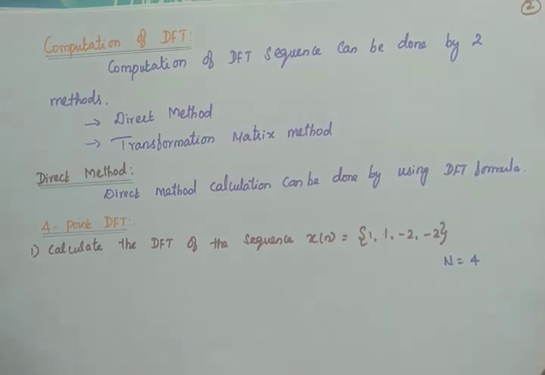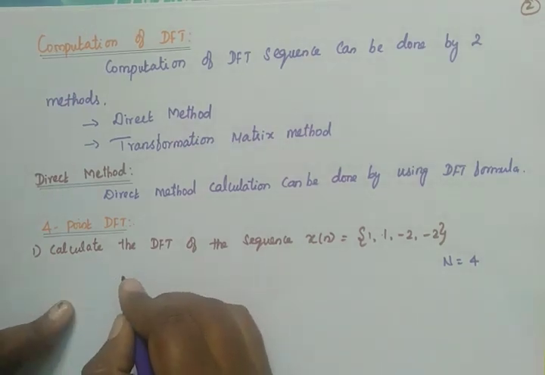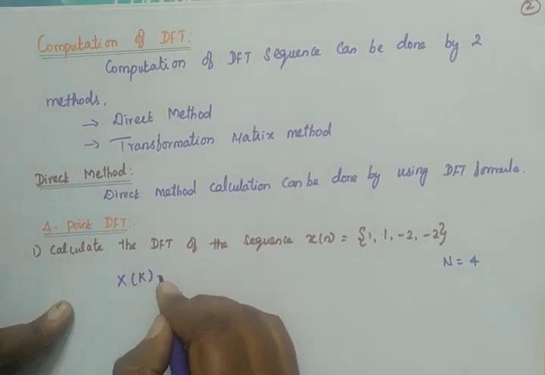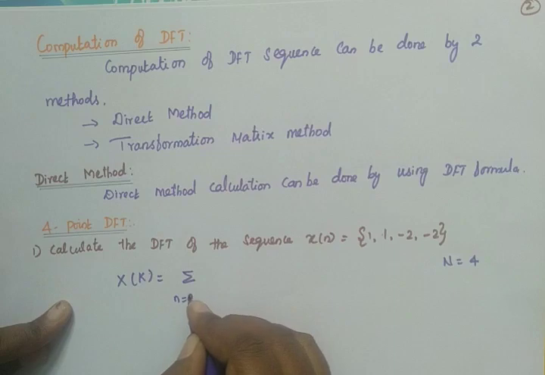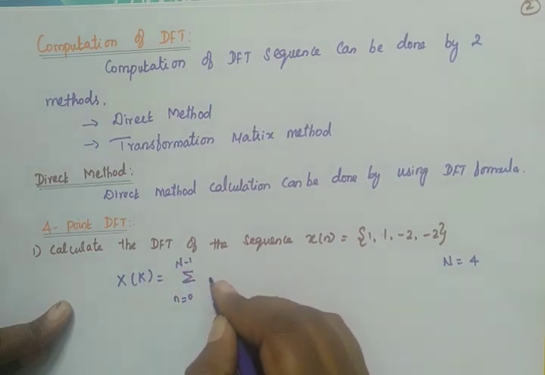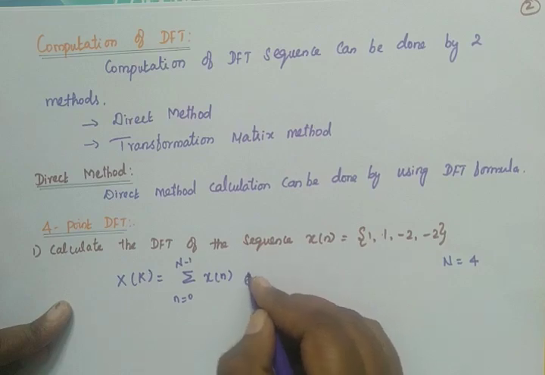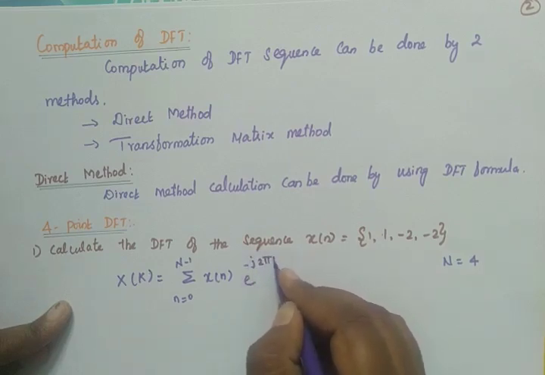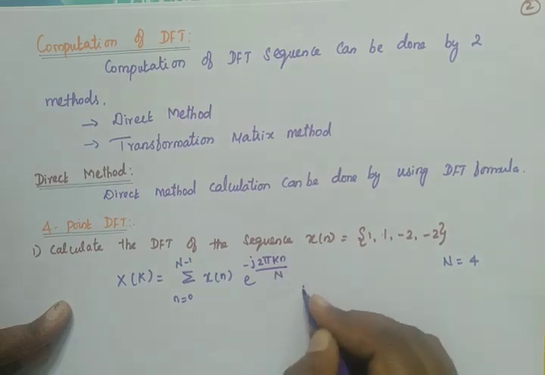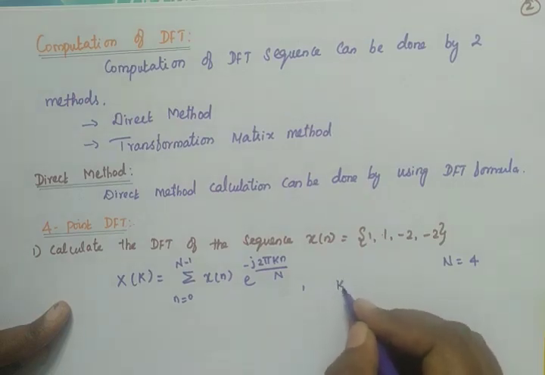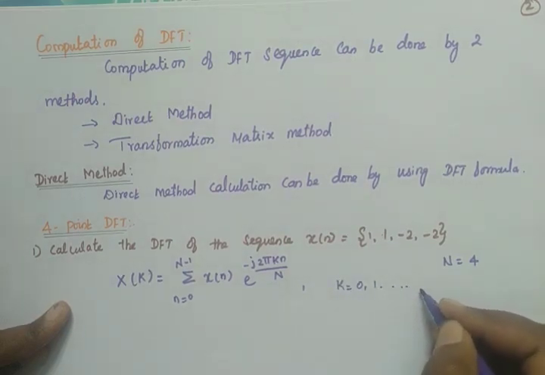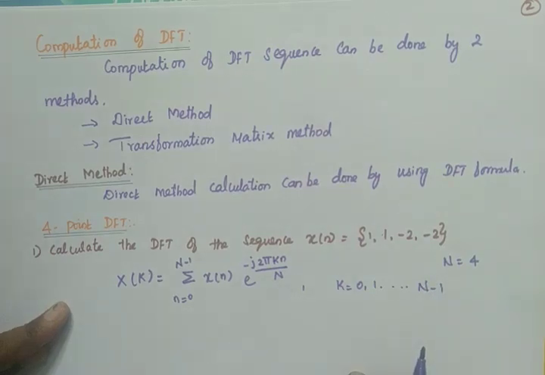Now we will see how to calculate this by using direct method. Already I said, if it is direct method, we must use the formula. Now, what is the formula for DFT? X of k is equal to summation n is equal to 0 to N minus 1 x of n into e power minus j 2 pi k n by N, where k is equal to 0, 1 and so on N minus 1. Now we must use this formula.